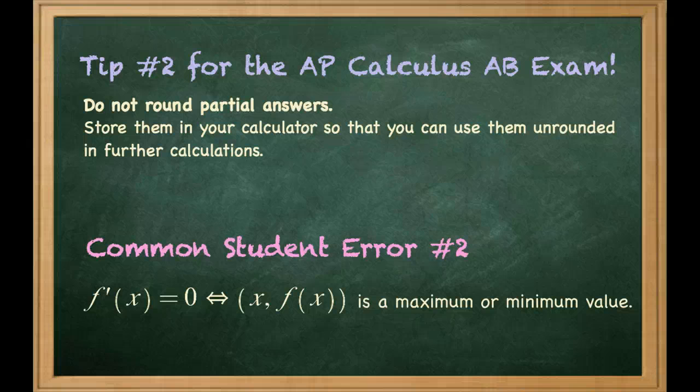Common student error number 2. Many students assume that if the first derivative at a certain x value is 0, then that point is definitely a maximum or a minimum value, but that's not necessarily the case. Remember that you have to show that the first derivative changes sign on either side of that value to verify that it is indeed an extrema.